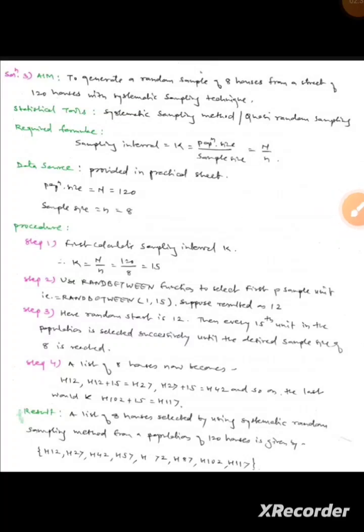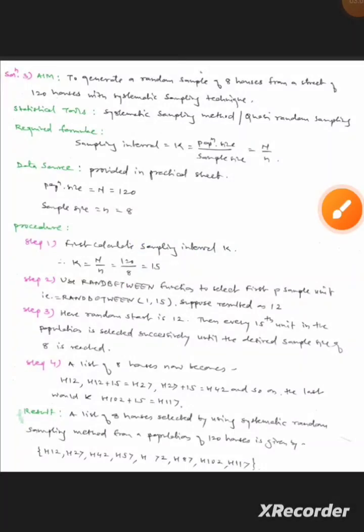Step number 2: use the RANDBETWEEN function to select the first sample unit. We have to use the RANDBETWEEN function in which my lower value is 1 and my upper value is 15. Why is the upper value 15? Because of K. We start with our lower value as 1 and go up to K, and K is my 15. Therefore, the RANDBETWEEN function should have two values, one is 1 and the second one is 15.